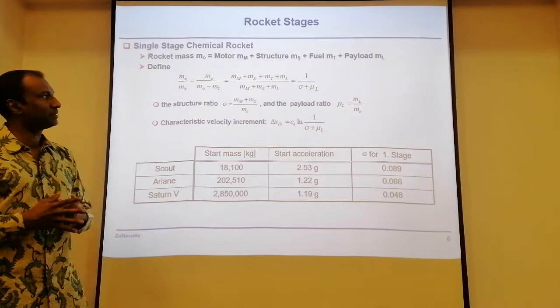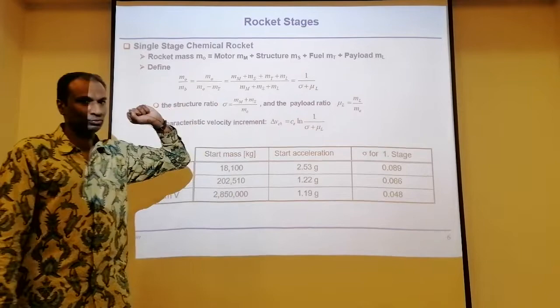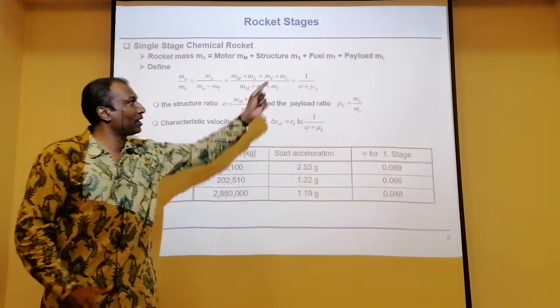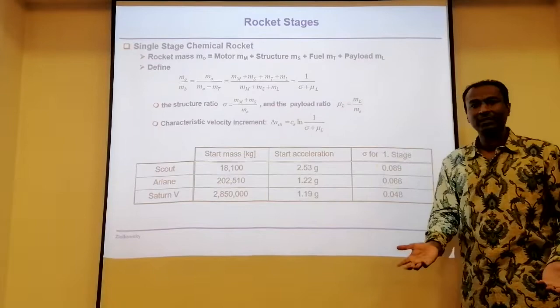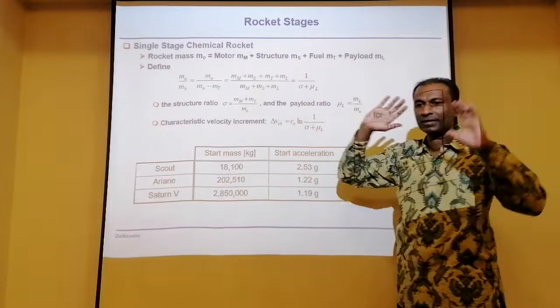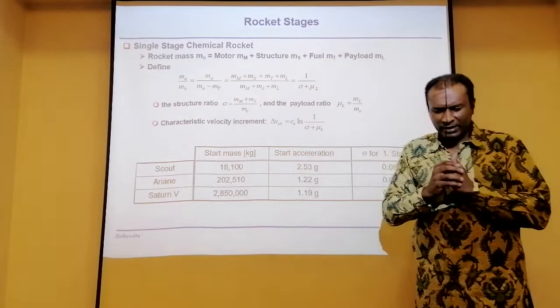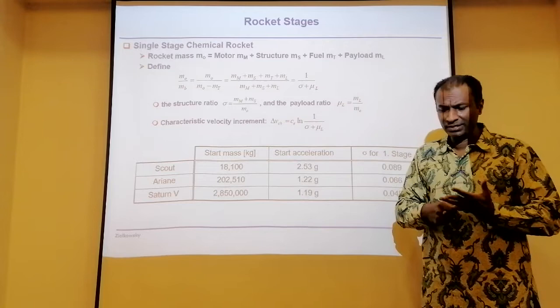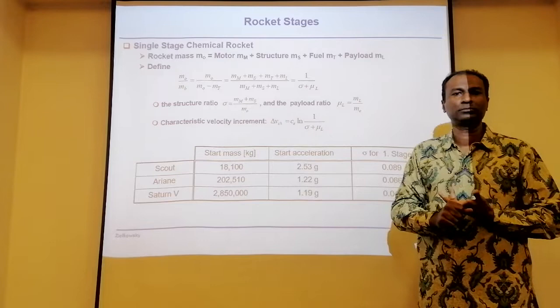So the start mass of the rocket would be the motor, the engine, the structure, the fuel, and the payload. Payload is what? Satellite. If the human is there, payload is human. Okay, this is extremely important. You must understand the start mass of a rocket is important. When I want to calculate a rocket, give me the start mass. Give me what is the actual mass of the engine, the mass of the structure, the mass of the fuel, and what is the payload. That will be given here.